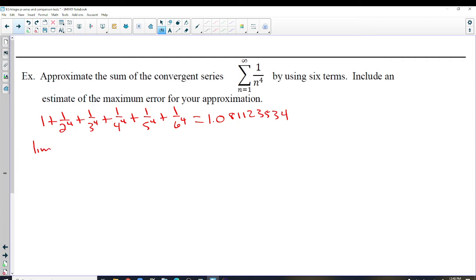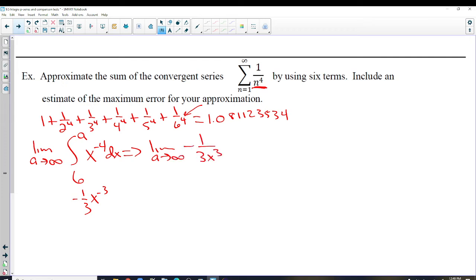Well, now we're going to take the limit as a approaches infinity of the integral from 6 to a. So we're going to start where we left off at 6. And let's write it as x to the negative 4th. So when we add 1, we get negative 3 times negative 1/3. So this goes to, need the dx, limit as a approaches infinity of negative 1 over 3x to the 3rd. That's the integral, and we're going from 6 to a.